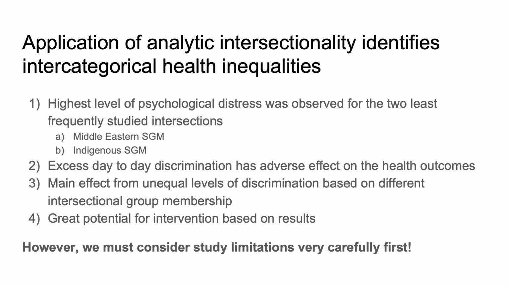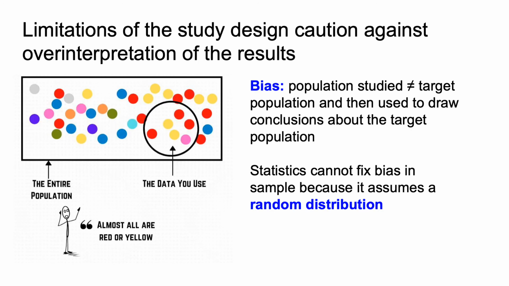However, we must consider limitations of the study very carefully. So I want to talk about bias, which affects a lot of studies. Bias happens when the population we study is not necessarily equal to the target population. And since we draw conclusions on the population studied, we can't really apply them to the target population, like you can see on this illustration here. Just because your sample has red and yellow dots doesn't mean purple, blue, and green dots do not exist.